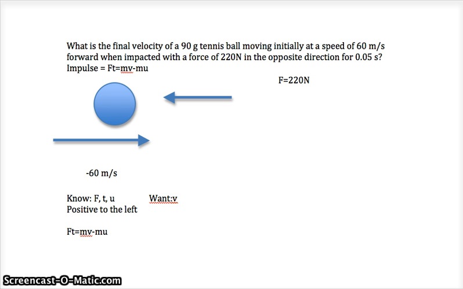So our formula, when we put in the numbers, becomes this: 220 newtons times 0.05 seconds equals 0.09 times v, which is what we're trying to find, minus 0.09 times a negative 60. Remember, the initial speed is in the negative direction. Now 220 times 0.05 is 11. That equals 0.09 v, and 0.09 times 60 is 5.4, so that's plus 5.4.